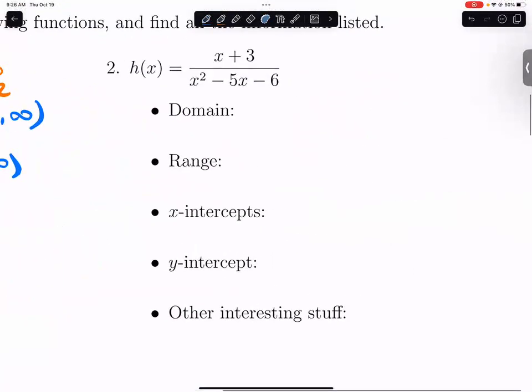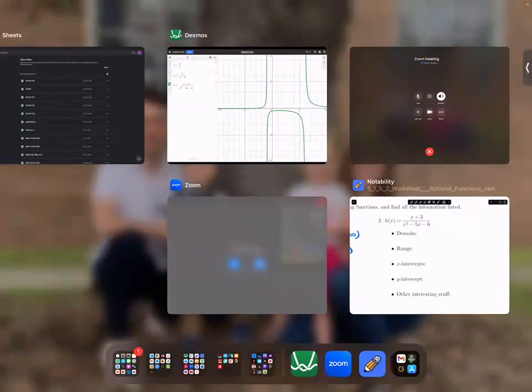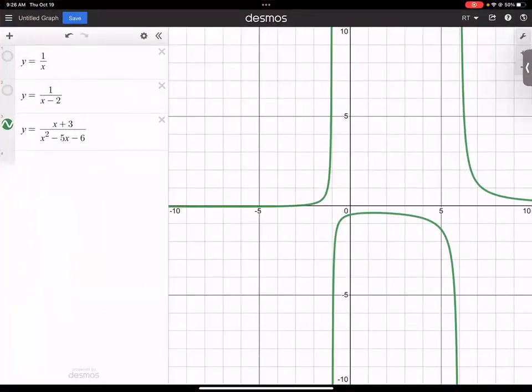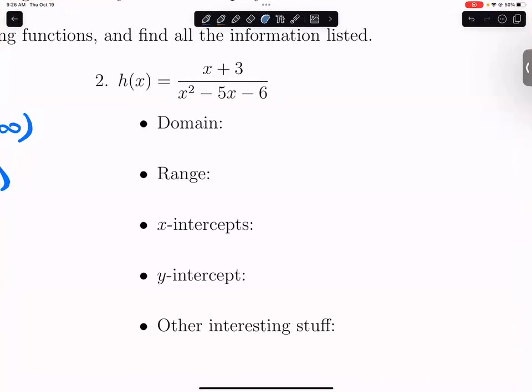More going on here, right? Saw the graph. It's weird. There's a lot going on. It's sort of in 3 separate chunks, right? But how can we figure out the domain?